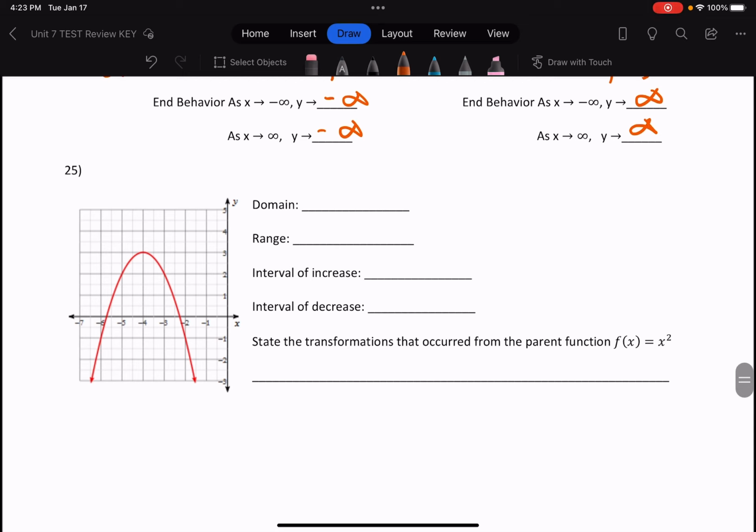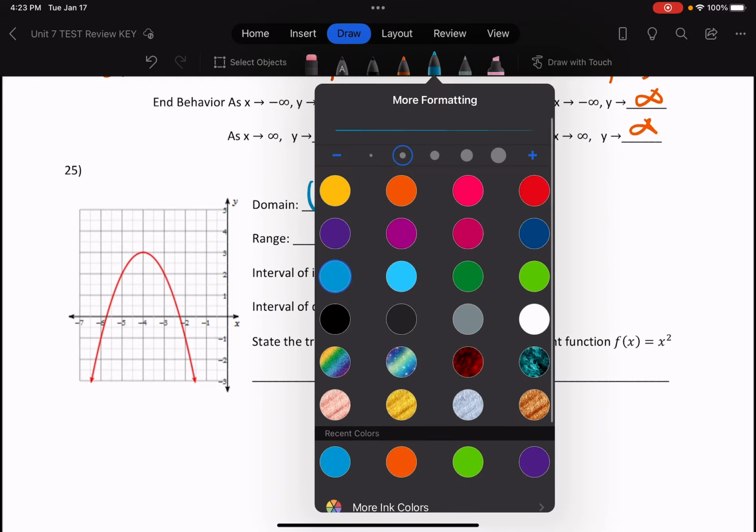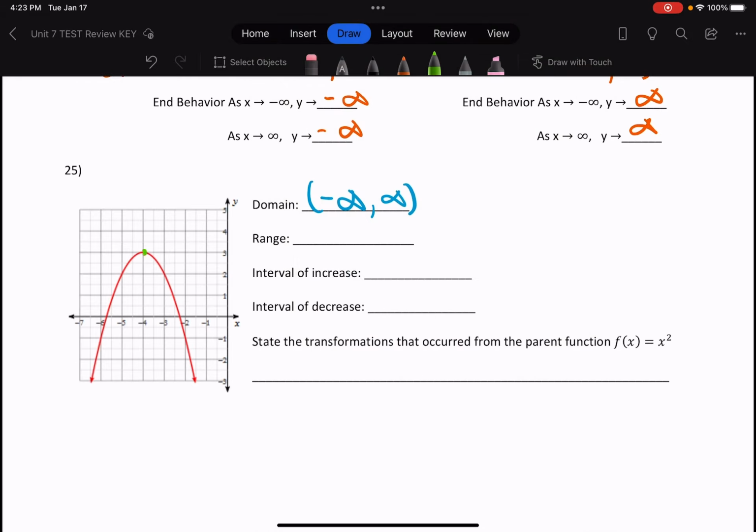That leads us to problem 25. So 25 is asking us a few different characteristic questions. First thing it says, what is the domain? And that's going to be from -infinity to +infinity. But before I even answer the range, I like to go ahead and identify where my vertex is. In this case, my vertex is at (-4, 3).